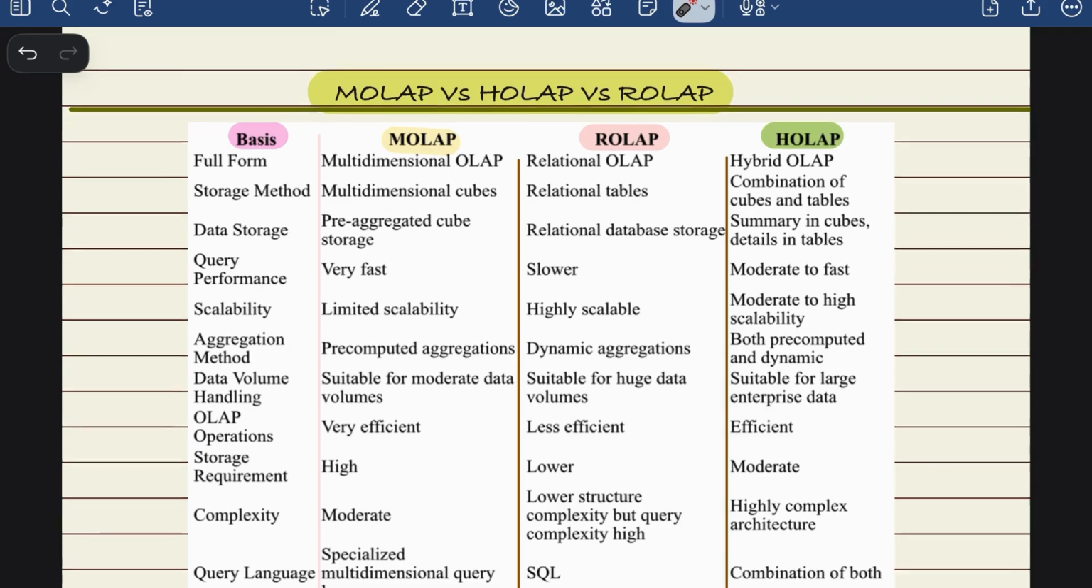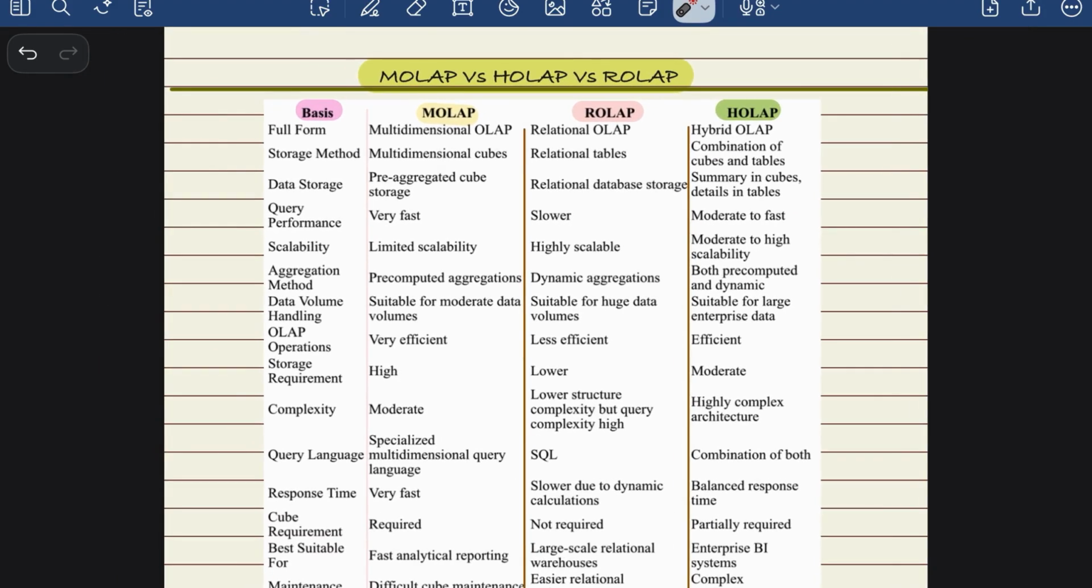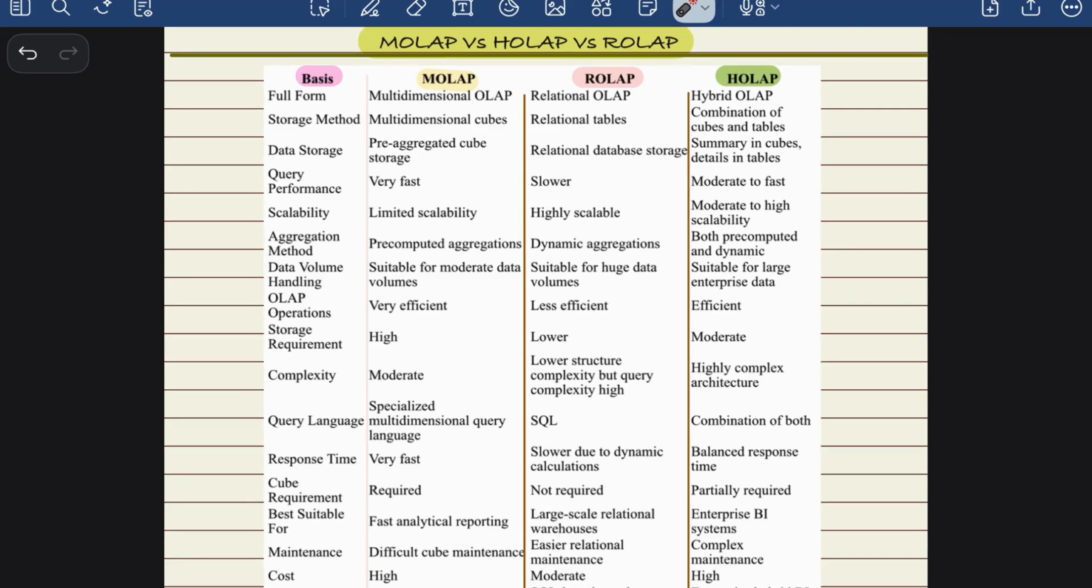Alright, I hope you understood how this is. You can simply pause the video and read all the further differentiation among them. This is mostly asked either between MOLAP and ROLAP or MOLAP and HOLAP. So you should have the information about all the three types of OLAP existing in the system.